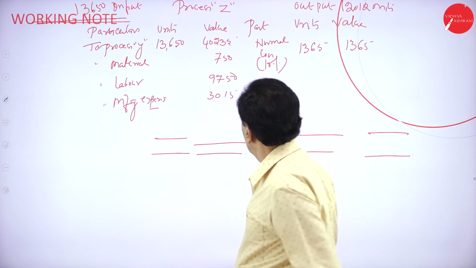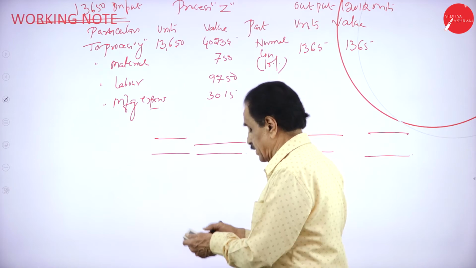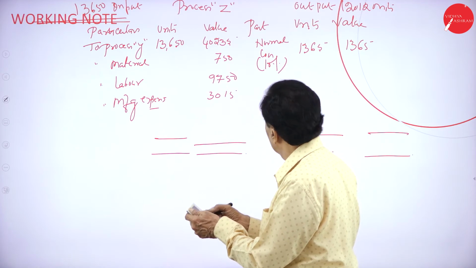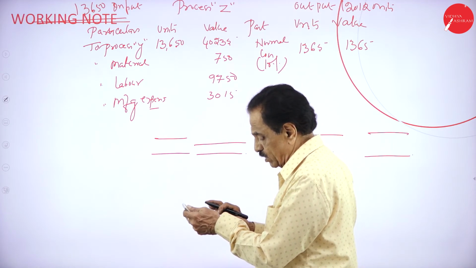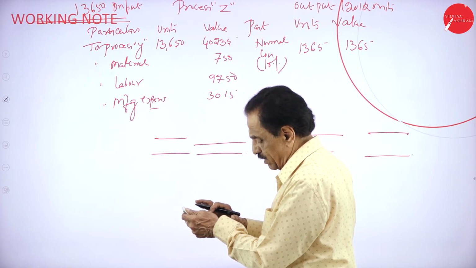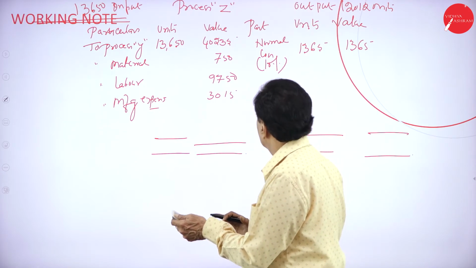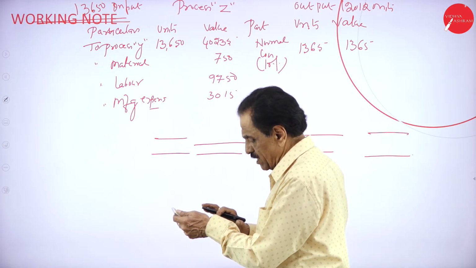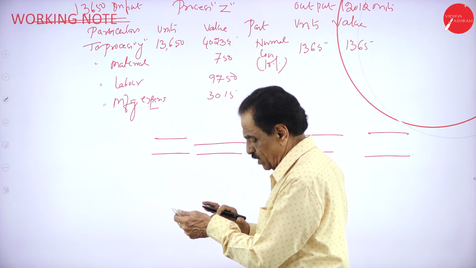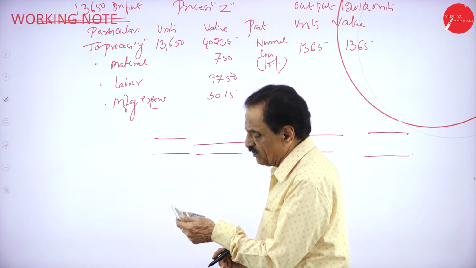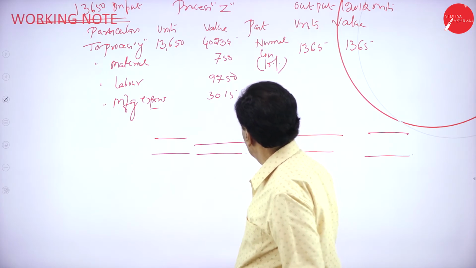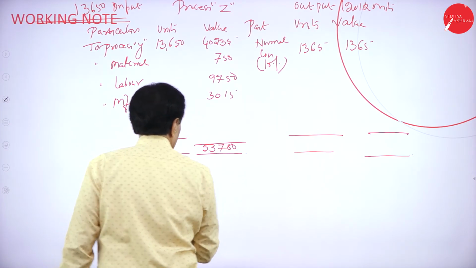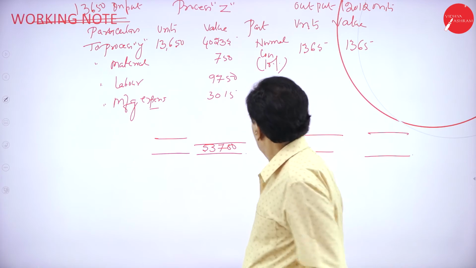Add all the figure. Yeah. 40,235 plus 750 plus 9,750 plus 3015. 53,750.